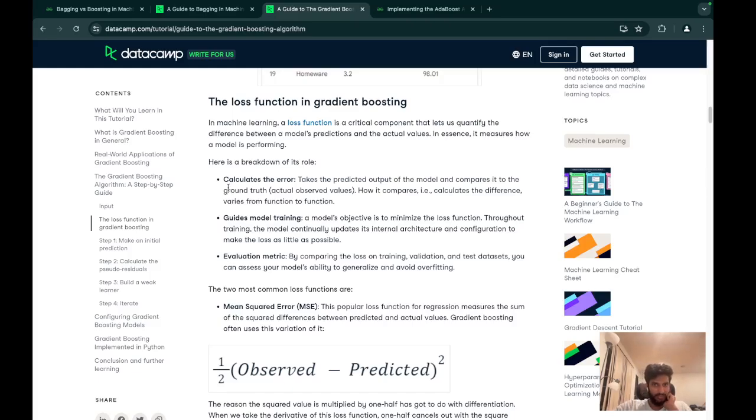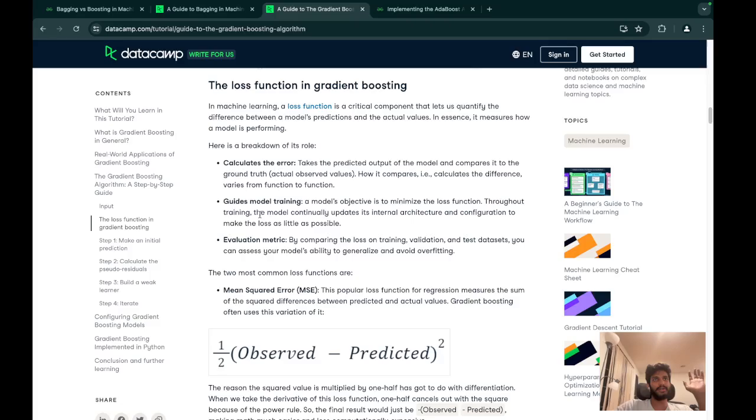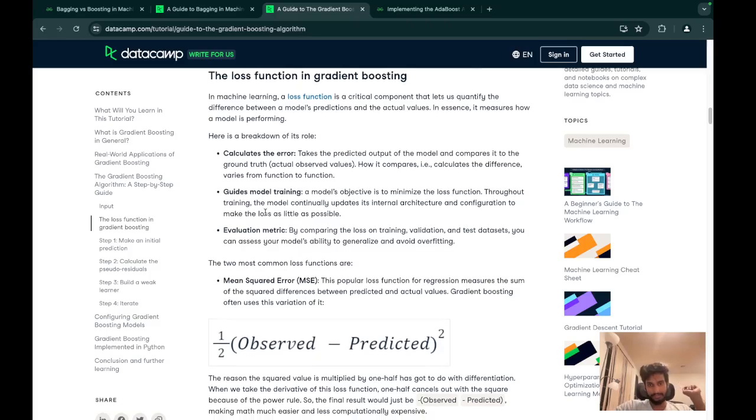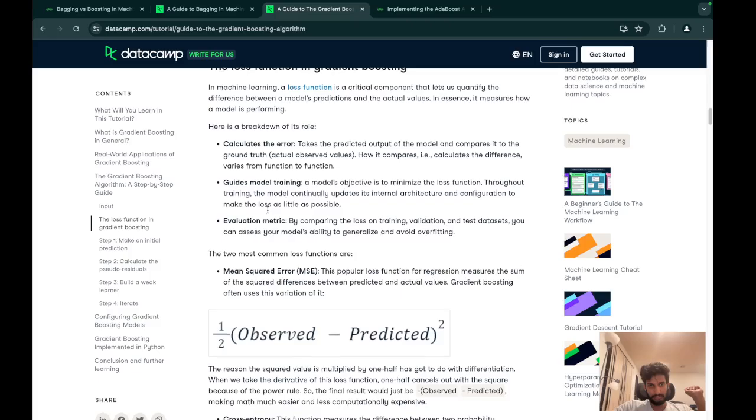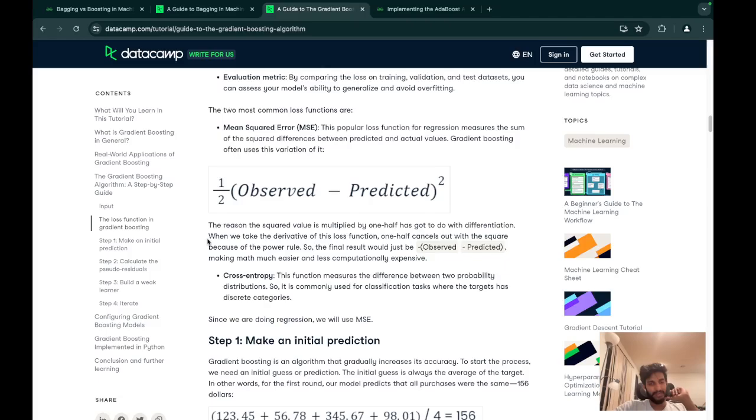What loss means in general, I guess. I think it's mixing up terms. For example, a loss function doesn't guide. Okay, it does guide model training, I guess. Sorry. I guess it's fair enough.